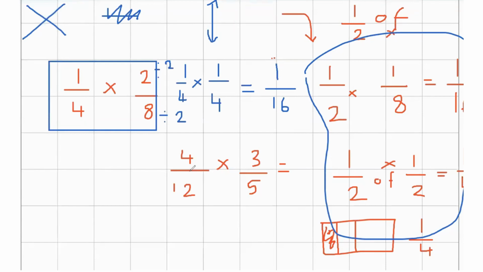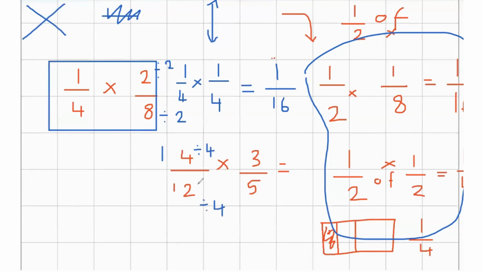Now, let's look at a more complex one. Remember, we can cancel down diagonally in an X or up and down, but never across. Okay, so can we cancel down anything here? 3 and 12 could be cancelled down, or 4 and 12. Let's go for 4 and 12. It really doesn't matter. So 4 must be the same divisor, same number going into it. 4 divided by 4, sorry, 4 divided by 4 is not 4. 4 divided by 4 is 1.